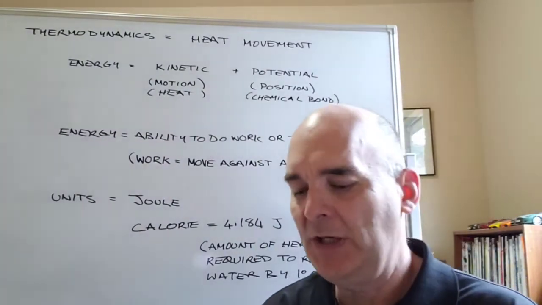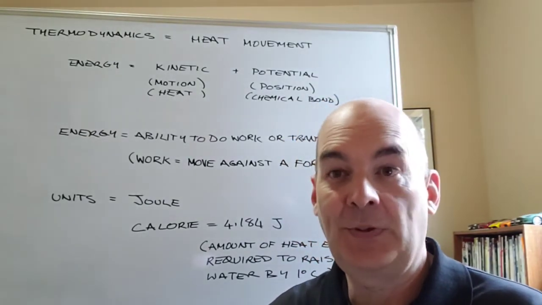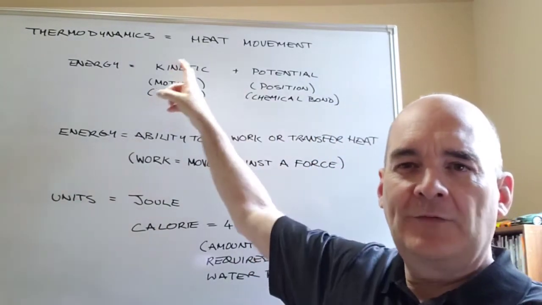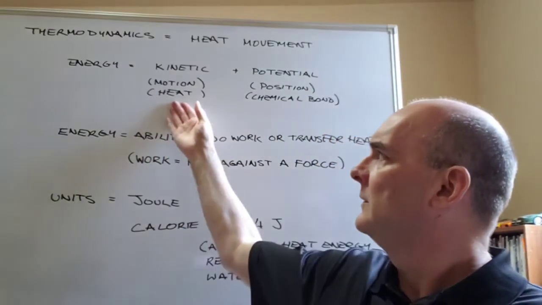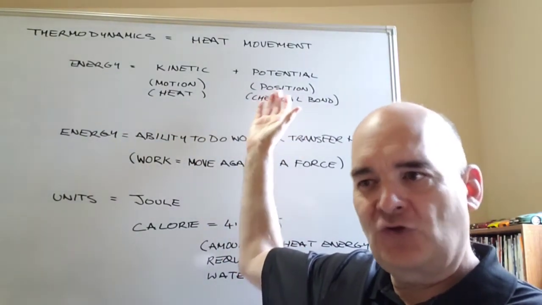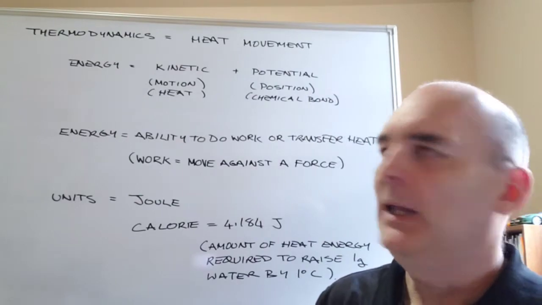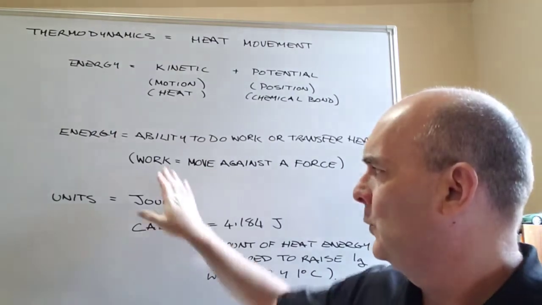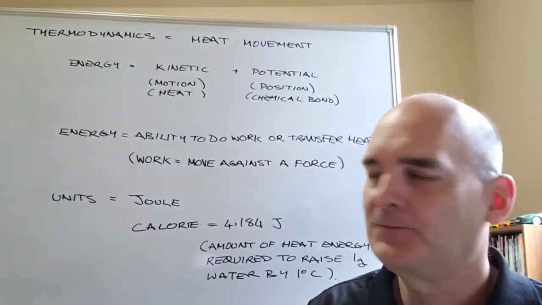And potential energy is an energy that is imbued into an object because of its position. And in chemistry, those are going to be our chemical bonds. So I have two types of energy within a chemical system: the energy associated with motion, or heat, and then the energy that is trapped inside the chemical bonds. All that energy is the ability to do work or to transfer heat. And work is defined as the ability to move against an external force.